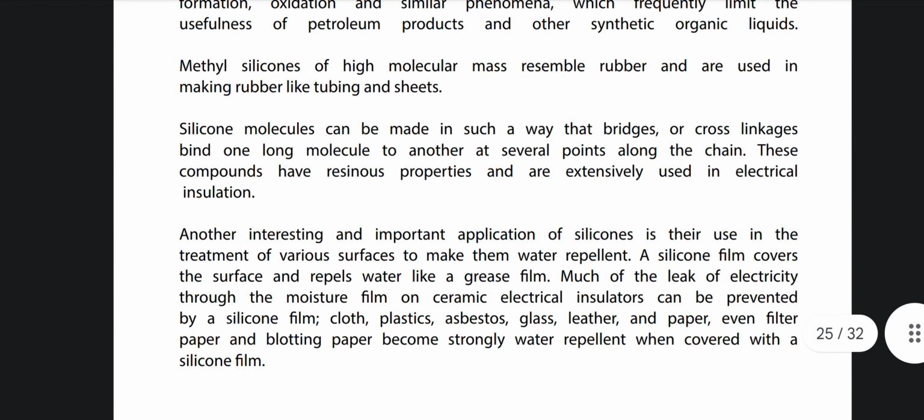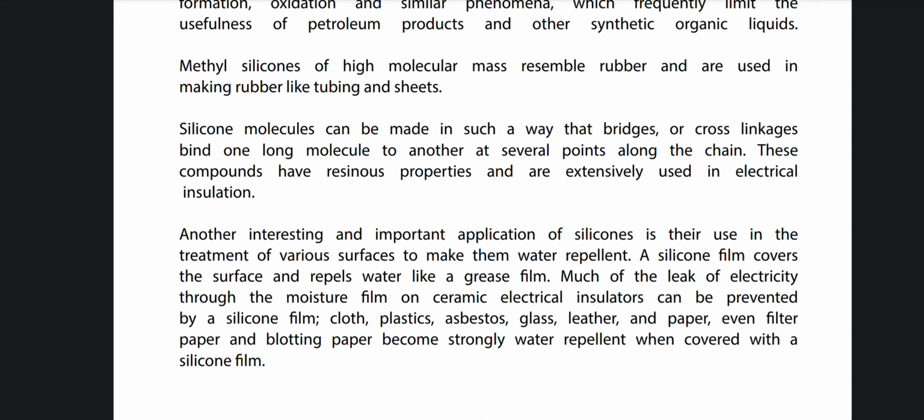Methyl silicones of high molecular mass resemble rubber and are used in making rubber-like tubing and sheets. Silicone molecules can be made in such a way that bridges or cross-linkages bind one long molecule to another at several points along the chain. These compounds have resinous properties and are extensively used in electrical insulation.